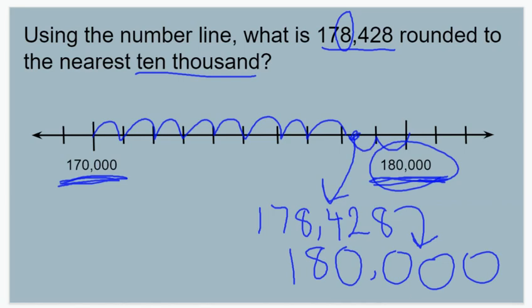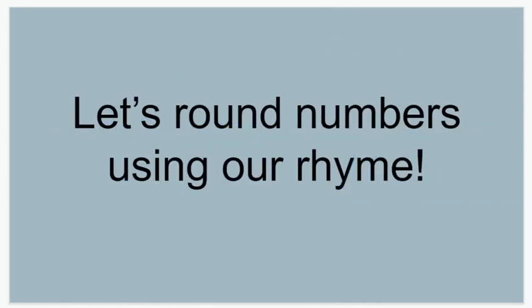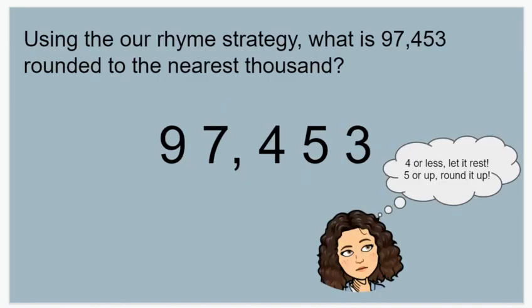Let's try another strategy. Now we're going to round numbers using a rhyme. Okay, here we have, using our rhyme strategy, what is 97,453 rounded to the nearest 1,000?